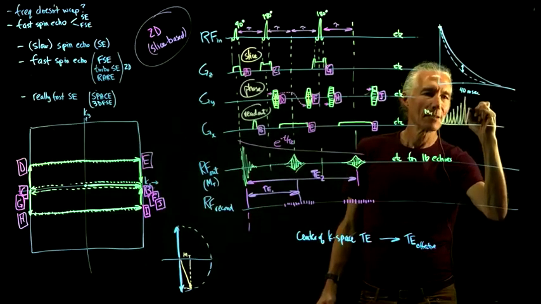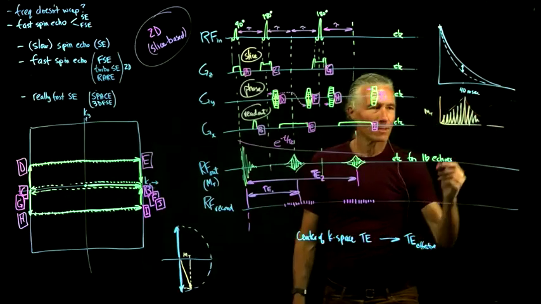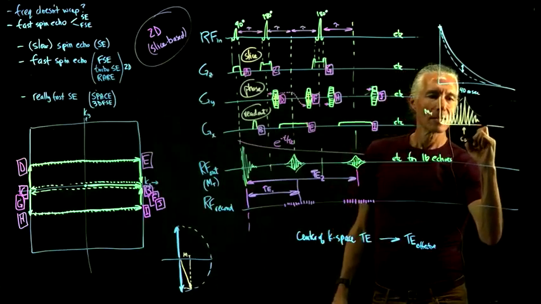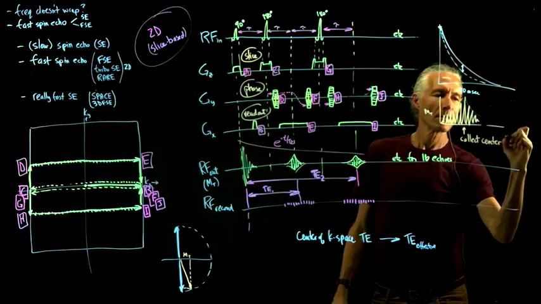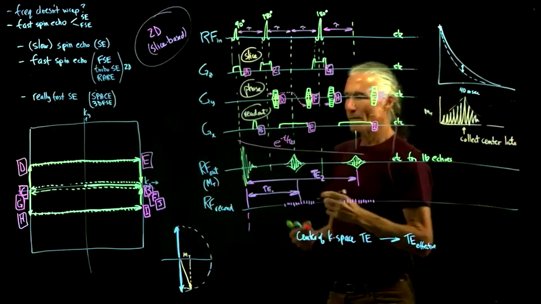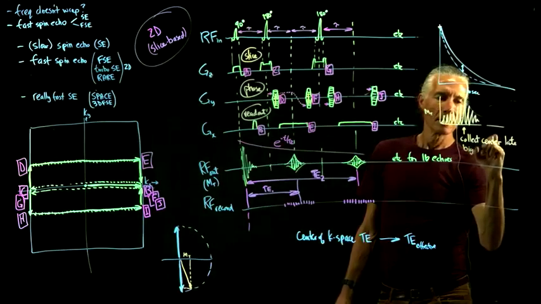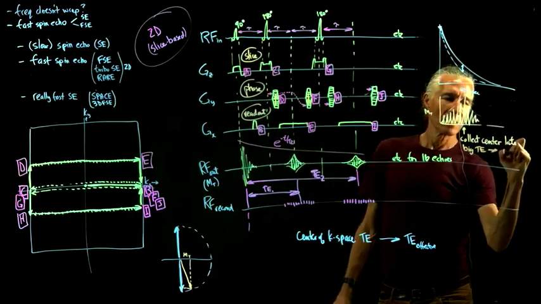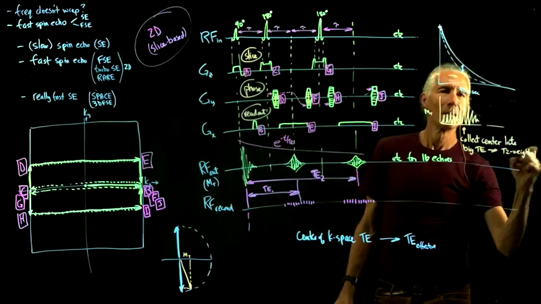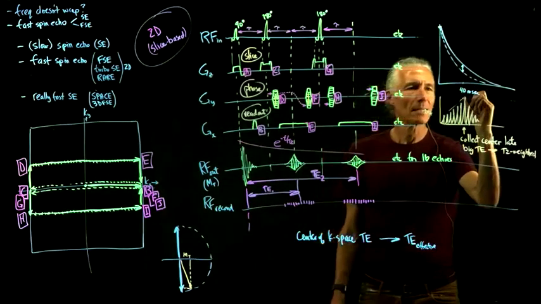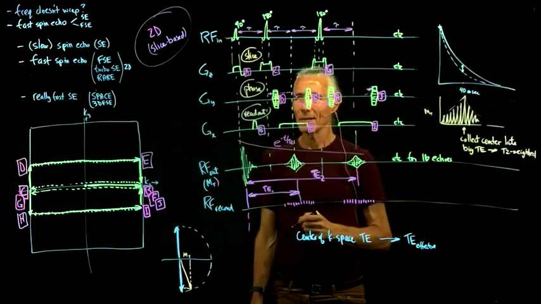And then we can collect some more of them like that. So basically what will happen is, this is collect center late. So big TE, that means T2 weighted. So just by collecting the center of k-space late, we get a T2 weighted scan.